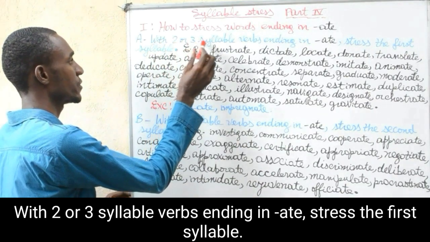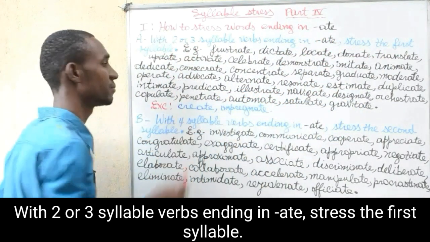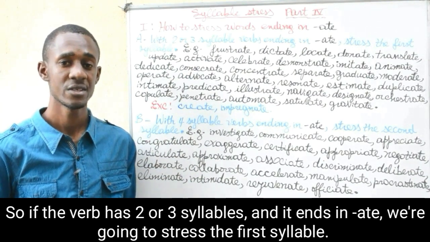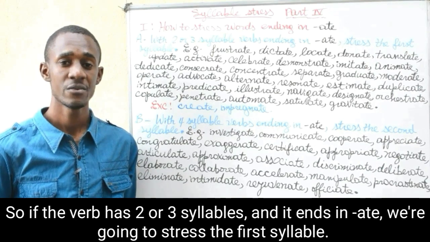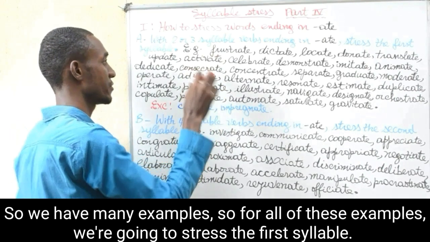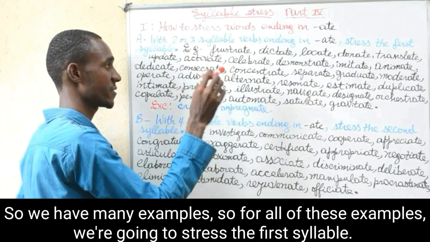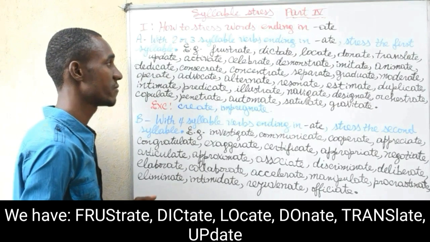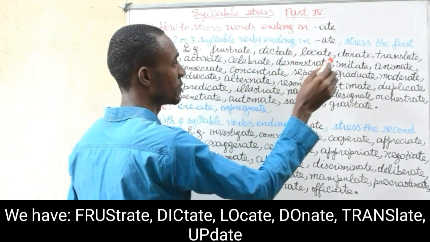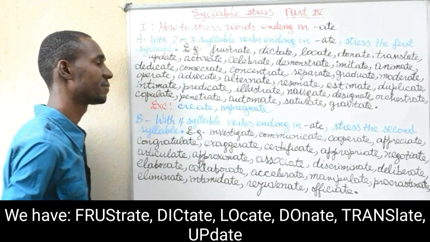With 2 or 3 syllable verbs ending in ATE, stress the first syllable. So if the verb has 2 or 3 syllables and it ends in ATE, we're going to stress the first syllable. We have many examples, and for all of these we stress the first syllable: frustrate, dictate, locate, donate, translate, update.